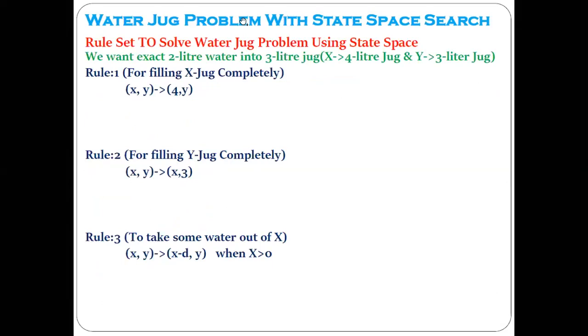Okay. Now, if we are expecting the AI agent to solve this kind of problem, we have to apply some technique, and here we are applying the state space. Okay, this is the situation we have been given. We want exactly 2 liter of water in the 3 liter jug. We have been given 2 jugs, X with 4 liter capacity and Y with 3 liter capacity. Now, in order to solve it using the state space, there are some rules that have to be applied.